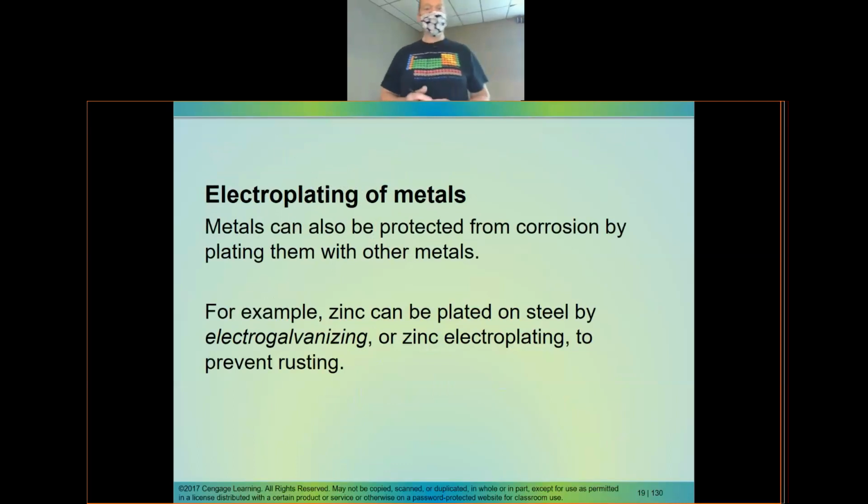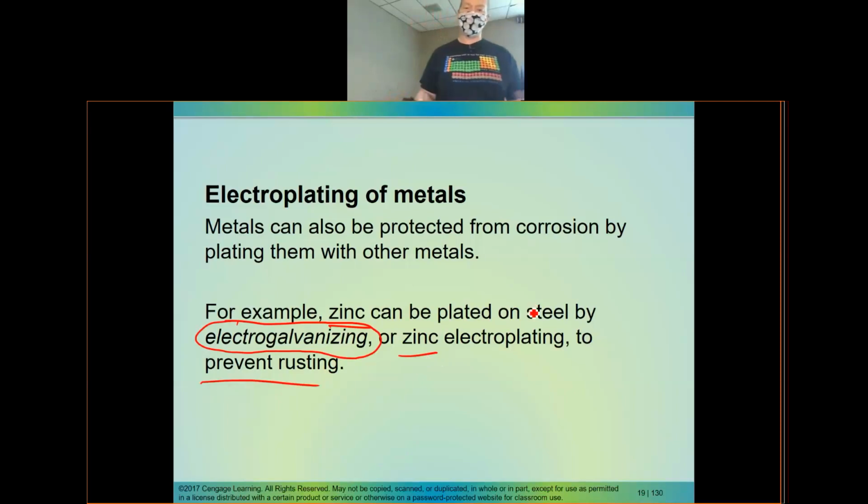All right. Electroplating of metals, another very important process that we do. Most examples include zinc, and it's called electrogalvanizing. All right, so we have galvanized metal. Anytime you have some galvanized steel, galvanized whatever, that means it is coated with zinc. And so we coat it with zinc because that would prevent rusting.